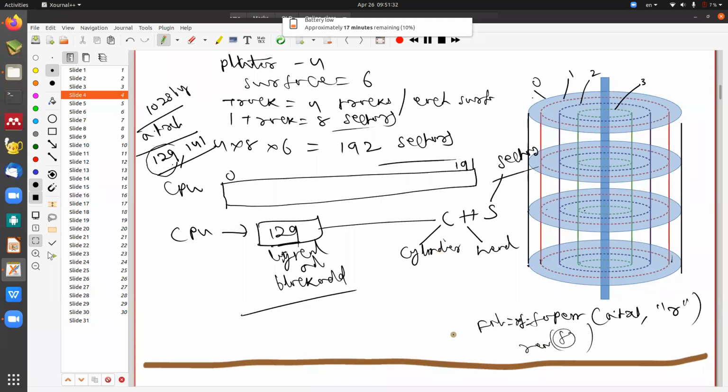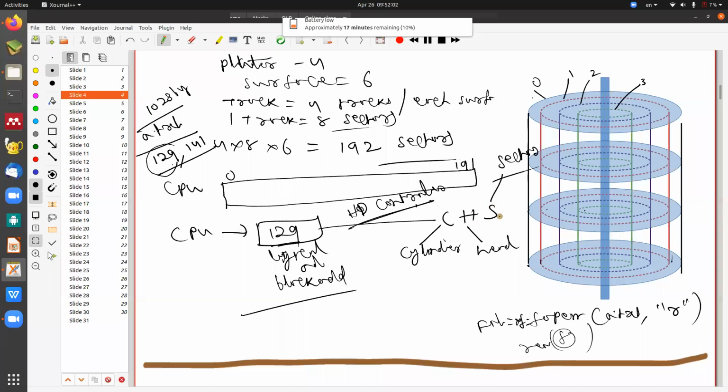सोचिए CPU generate किया है क्या, 129 ब्लॉक उसका चाहिए. This is called as a block address. That is my logical address. This logical address will be known to whom? The hard disk. हार्ड डिस्क का किसका? There is a hard disk controller. This hard disk controller's work is to take the logical address, convert it to what? Which cylinder, which head, which sector this 129 is.